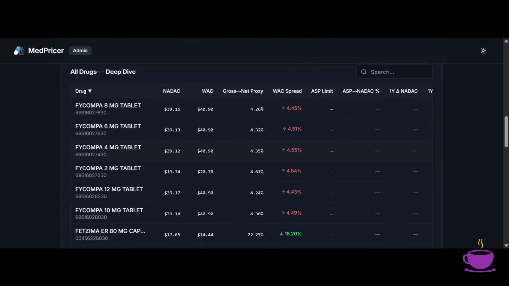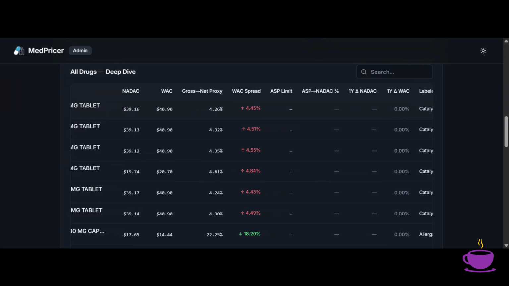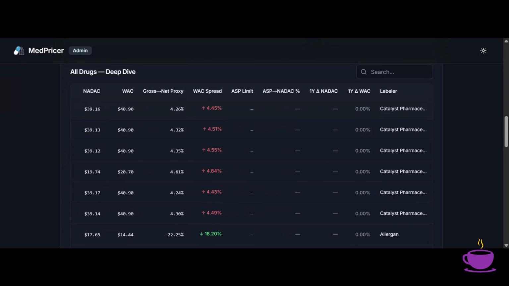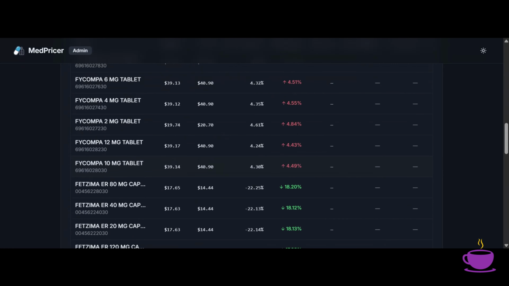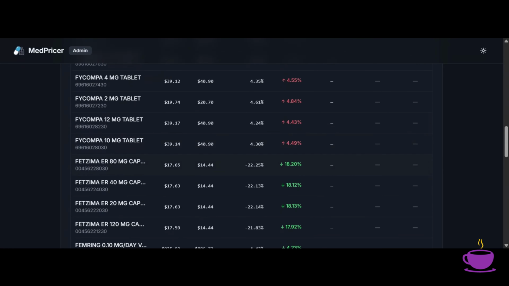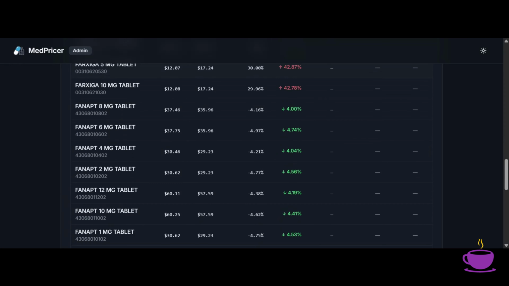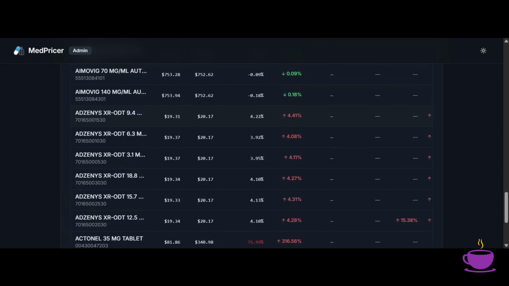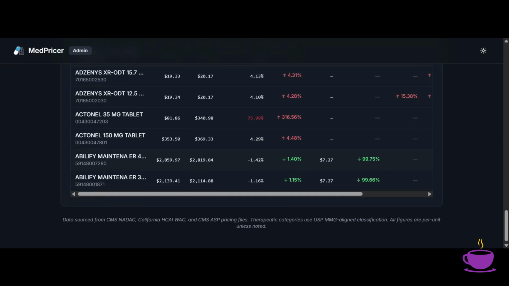So let's look at all the drugs in a deep dive. So we have the NADAC, WAC, gross to net proxy, WAC spread, ASP limit, ASP to NADAC spread, percent difference, year-over-year change in NADAC, year-over-year change in WAC, and then again the labeler, which is the manufacturer. Okay, let's scroll down.